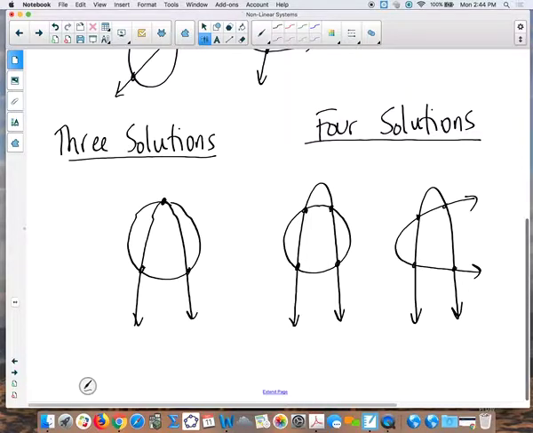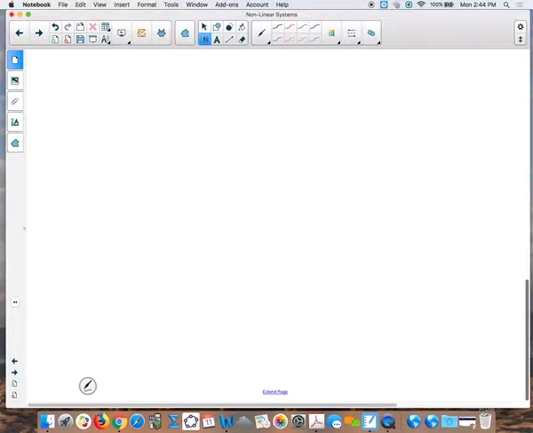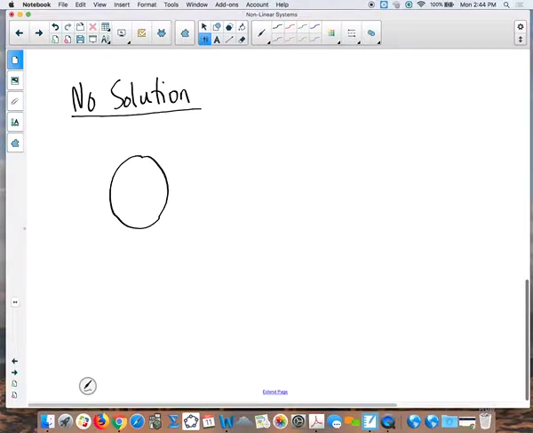So when you're solving, just be aware you could have one solution, one ordered pair. You could have two ordered pairs, three ordered pairs, four ordered pairs. And also don't forget, it is possible that there is no solution. Remember that a solution to a system is where the graphs intersect each other. So if your graphs are not going to intersect, there's no solution. You can have a parabola and a line like this, no solution, okay?